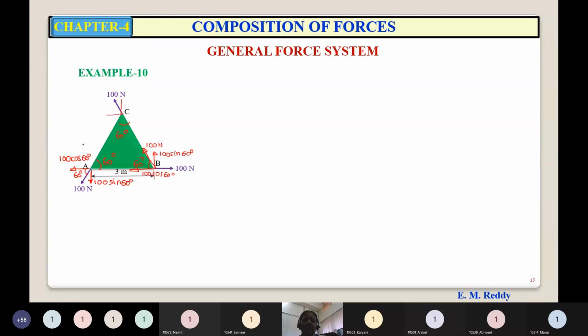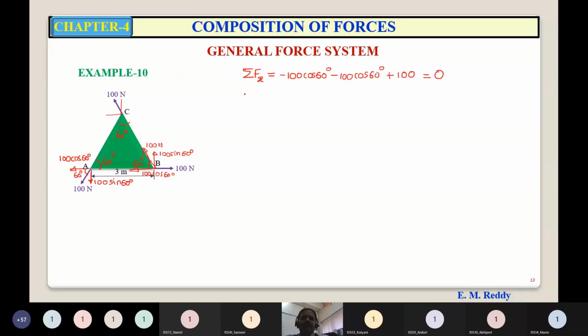Now after resolving each force into XY components, you take the algebraic sum of X components of all the forces. So here it is minus 100 cos 60. Again, this component is acting towards left, minus 100 cos 60. And this 100 Newton is acting towards right, so it is plus 100. You are going to get this as 0.